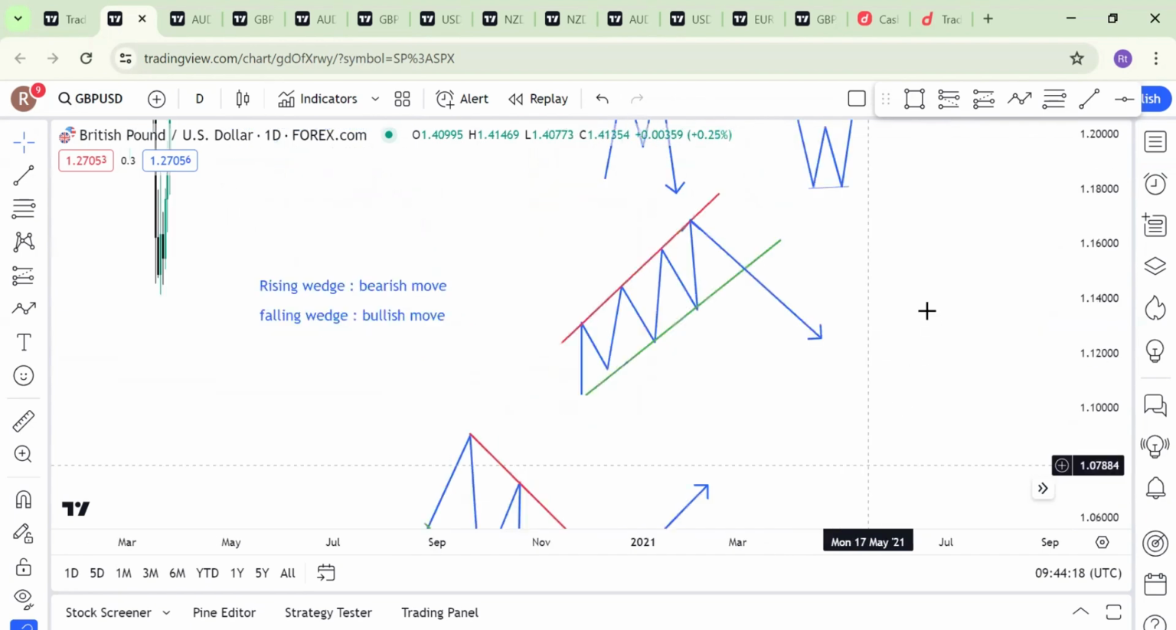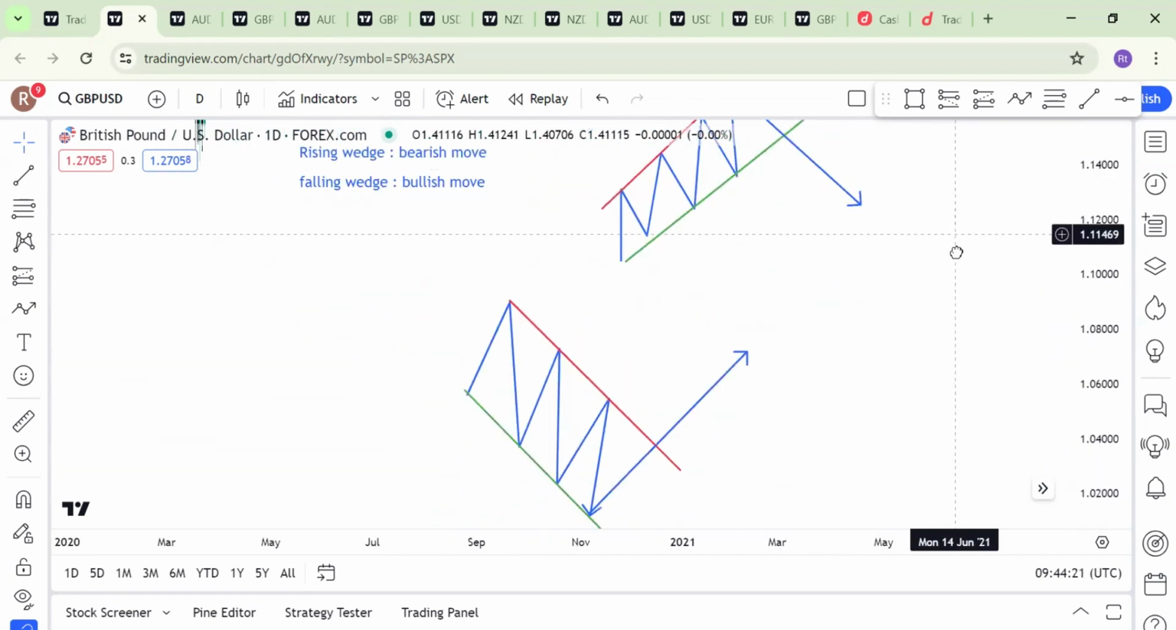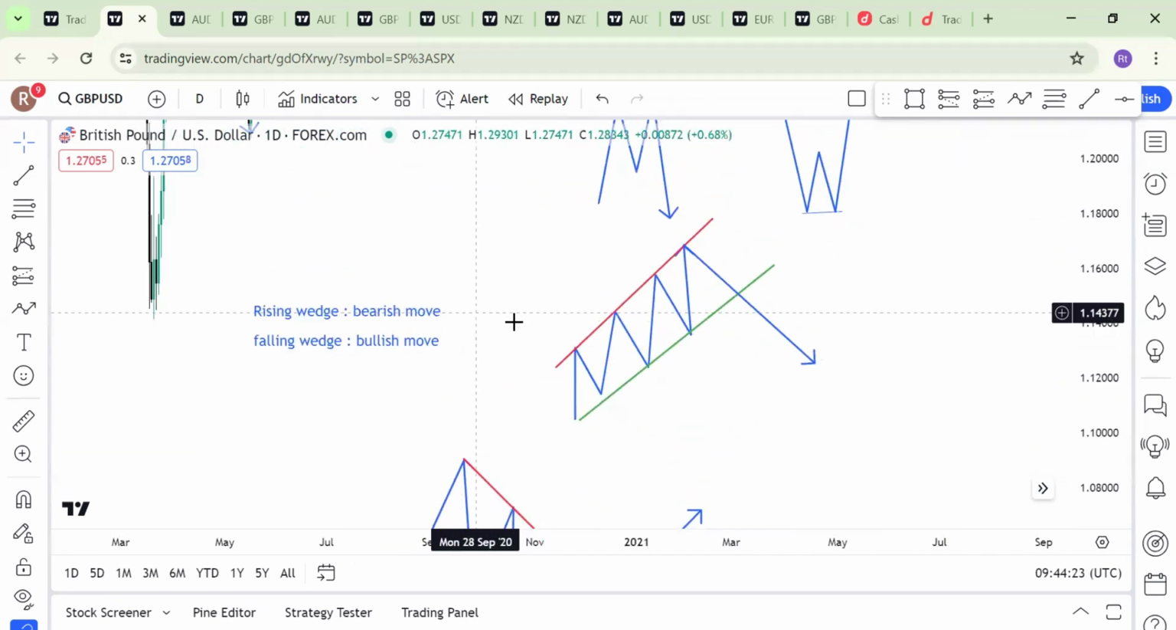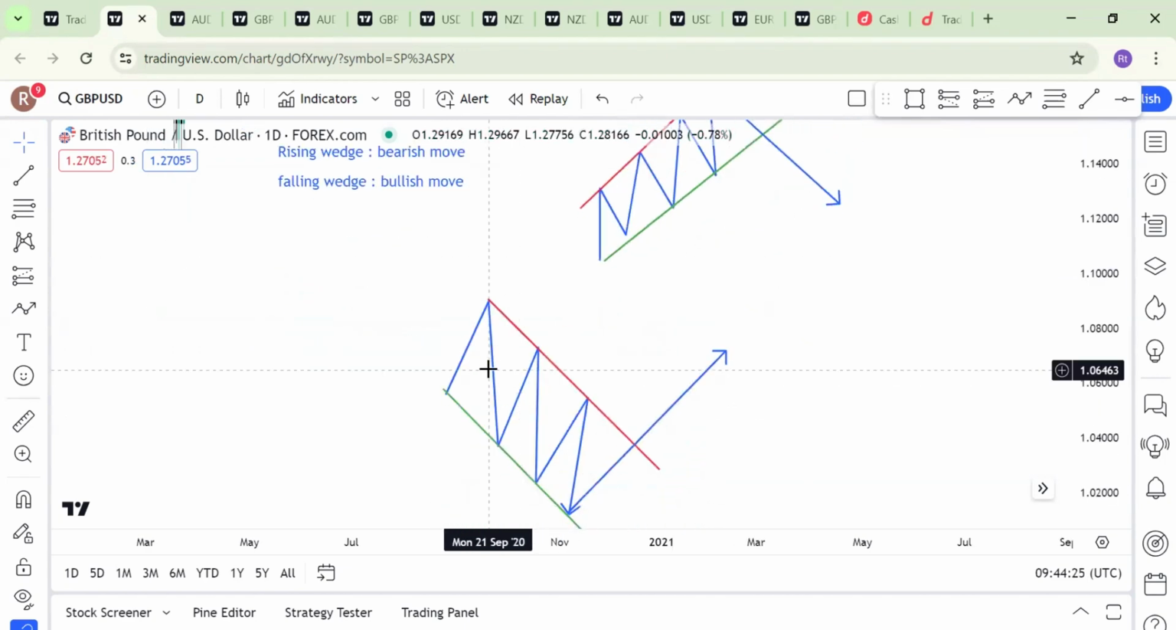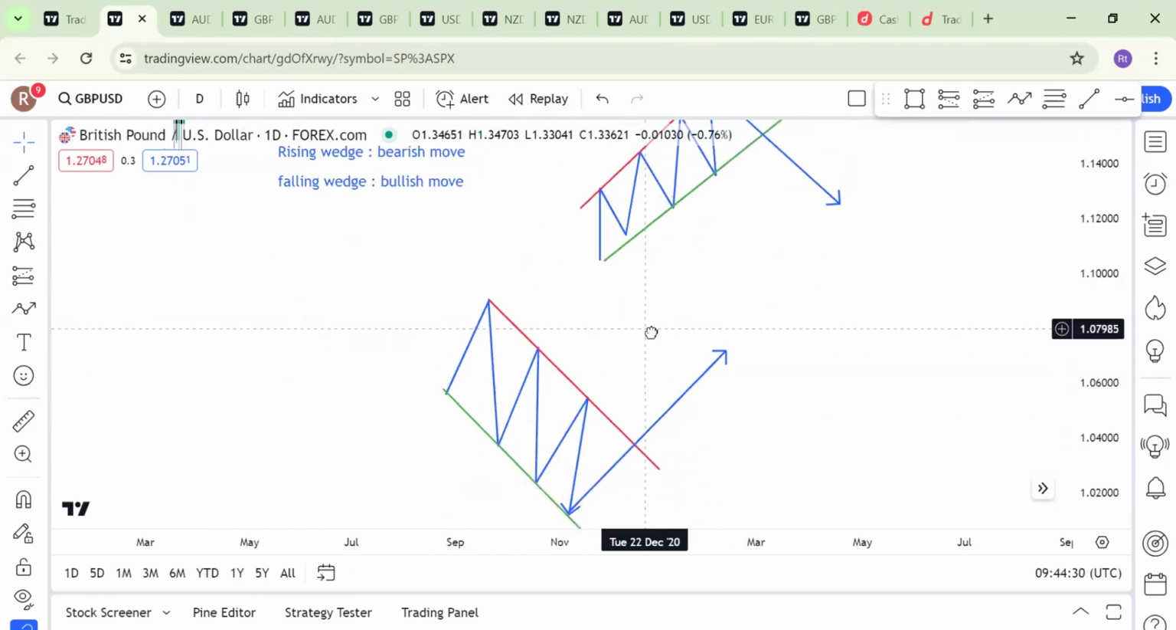So let's go to our chart to see it. So this is a rising wedge, and this is a falling wedge. This is a descending wedge, or whatever name you decide to call it.